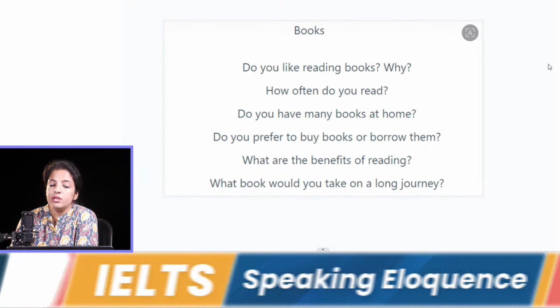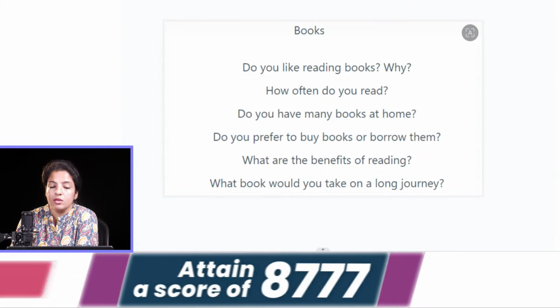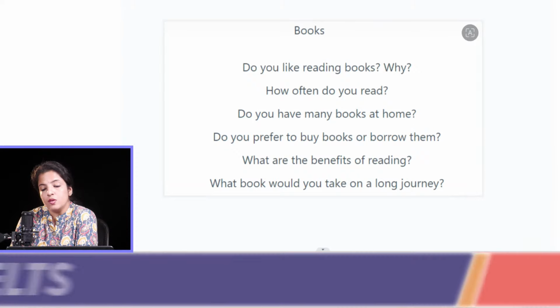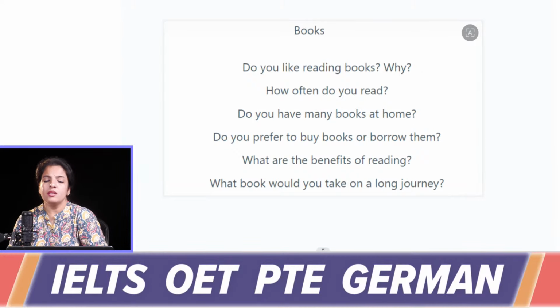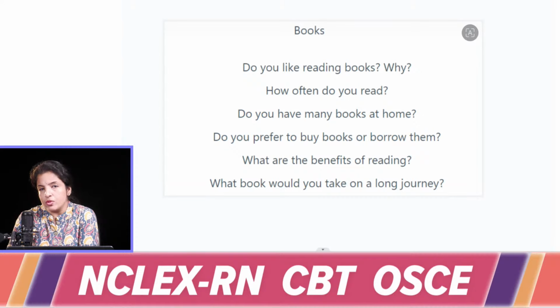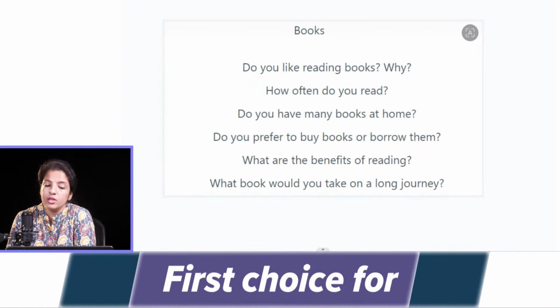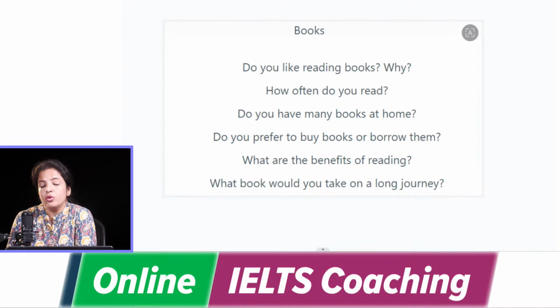What are the benefits of reading? Okay, now before that, do you prefer to buy books or borrow them? Again, for a negative answer, you can say that, well, I don't buy many books. If at all I feel like reading a book, then I would just borrow it from somebody.